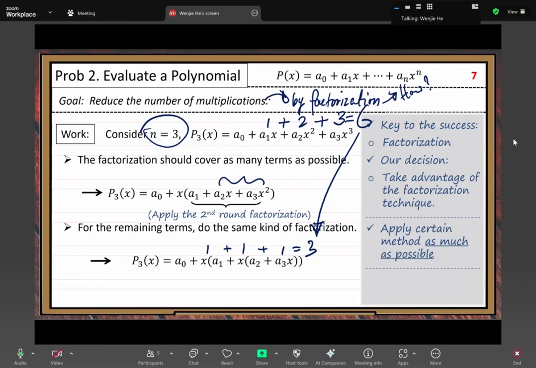We want to apply a certain method here. In our situation, this method is the factorization method. We apply the factorization method as much as possible. This is how we push it forward for the general case: apply factorization as many rounds as possible.